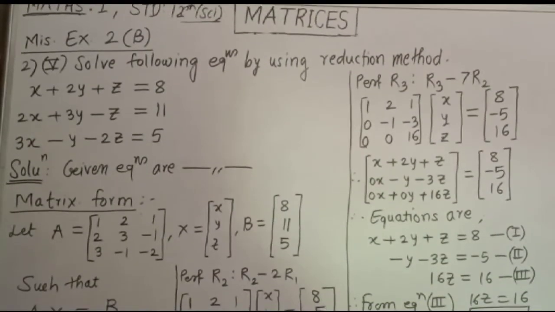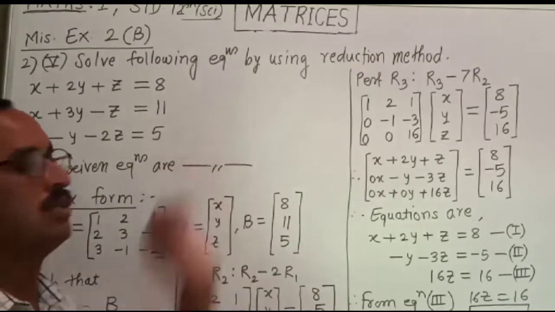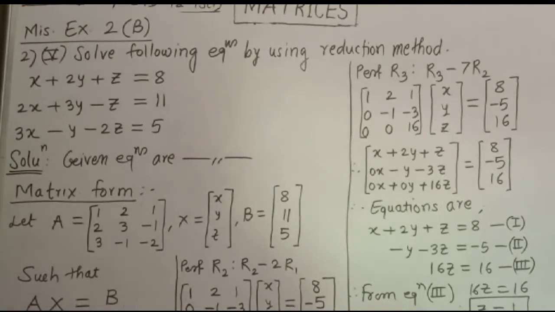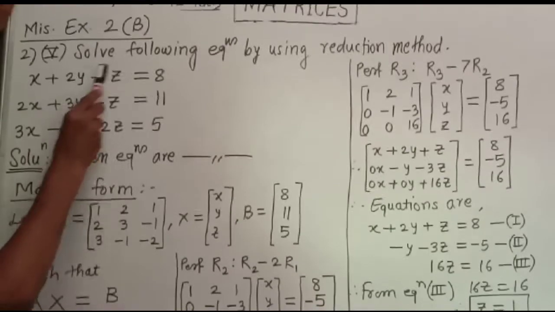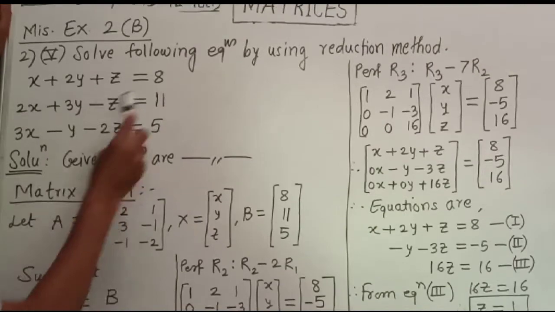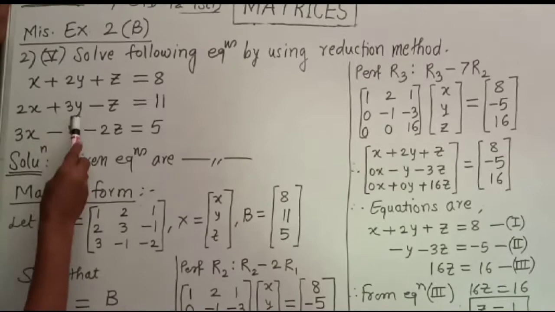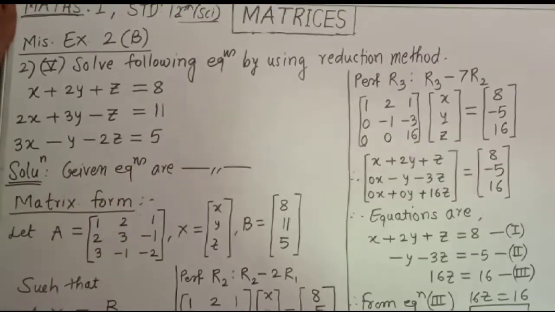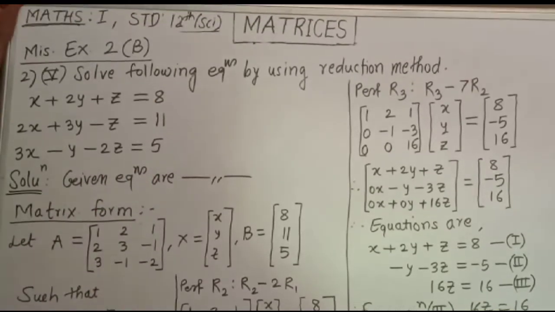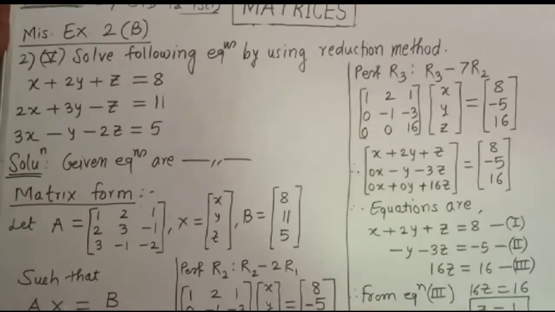Now we solve another example using the reduction method. This is an example in miscellaneous exercise 2b. The example is: solve the following equations by using the reduction method. The equations are x plus 2y plus z is equal to 8, 2x plus 3y minus z is equal to 11, 3x minus y minus 2z is equal to 5. Now we have to find the values of x, y and z using the method of reduction.